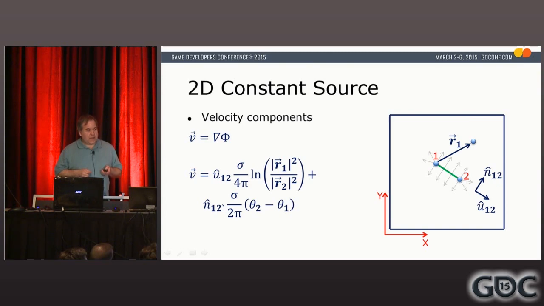And when we take the derivative of that, we get velocity components that look like that second equation there. And in this case, just to tell you what the geometry is, the source is this line segment that goes from point 1 to point 2. I'm evaluating it at that field point that's located at the other end of the R1 vector. The R vectors are just the vectors from the ends of the source segment to that field point. And the two unit directions are U, which is along the axis of the element, and N is normal to the element.